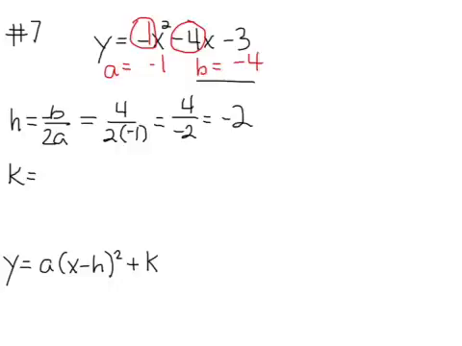Okay, so now we're ready to find K. How do we find K? We actually plug it back into the original equation. So every time we see an x, we're going to plug in a negative 2 in parentheses. So what we have in our original equation is negative, then there's an x, so we're going to plug in parentheses negative 2, squared, minus 4. We come across another x, so we're going to put in parentheses negative 2, minus 3.